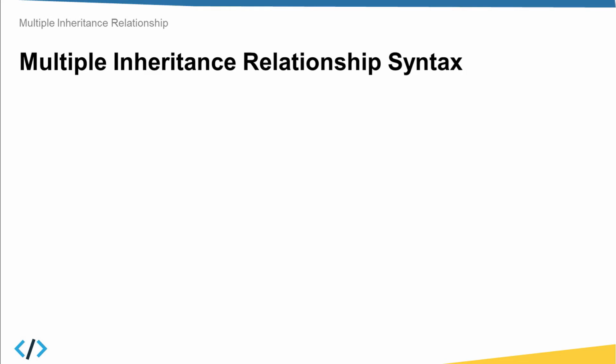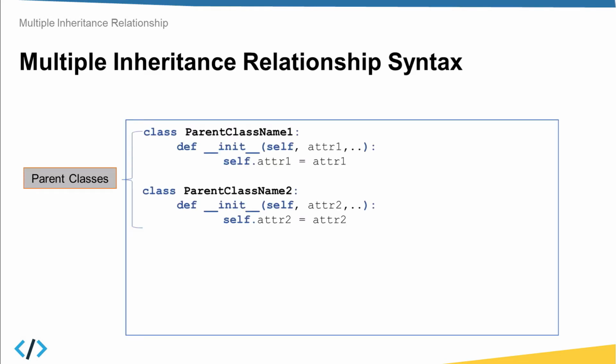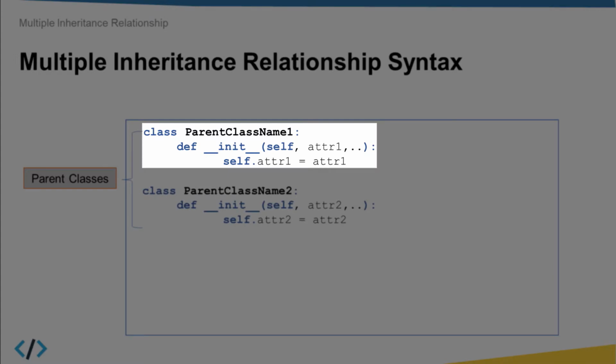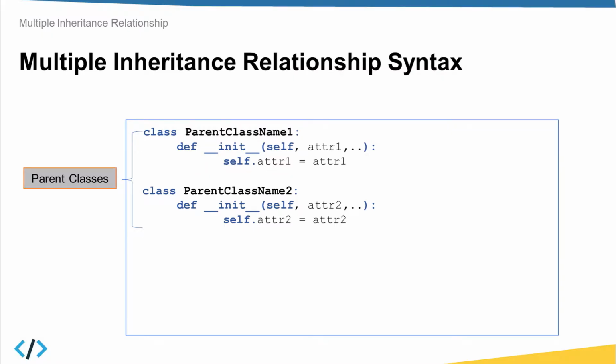Now let's talk about the syntax of this relationship. First of all, you have to create the parent classes that you want to inherit from. As you see here, I've created 2 classes, which are parent class name 1 and parent class name 2. For the first one, I have a single instance attribute, which is attr1, and for the second one, I have a single instance attribute, which is attr2.